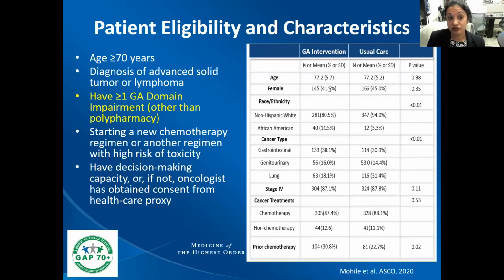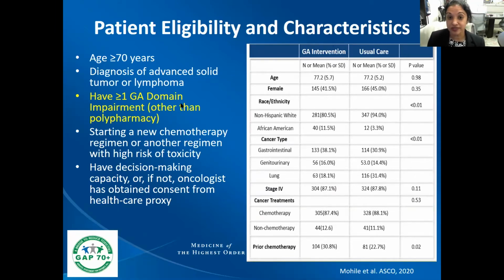The patients that were enrolled were 70 and older with a diagnosis of advanced solid tumor or lymphoma. And they had to have at least one geriatric assessment domain impairment other than polypharmacy. The reason for this is we wanted to enroll patients that are routinely excluded from other cancer clinical trials and study the effects of palliative treatments for patients with incurable cancer that generally have a narrow therapeutic index. All of the patients were starting a new chemotherapy regimen or another regimen with high risk of toxicity.